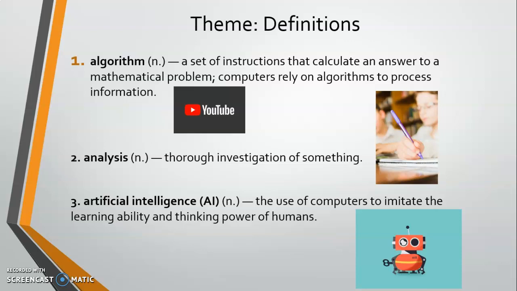Next word, number 3, artificial intelligence. You can substitute that word for AI. En vez de esta palabra podemos poner esta abreviación también. The use of computers to imitate the learning ability and thinking power of humans. For example, the robot has artificial intelligence. Okay. Now let's continue. Look at the robot. It's dancing.